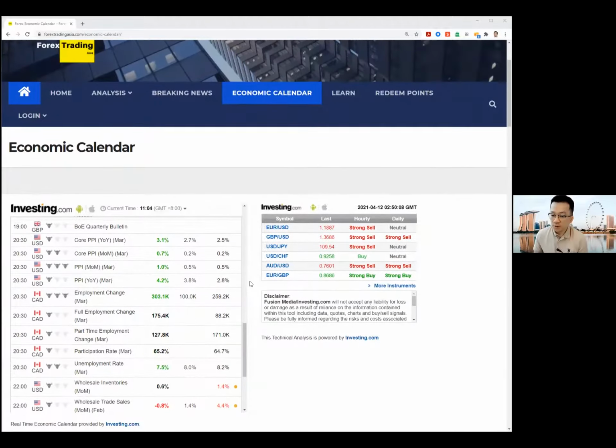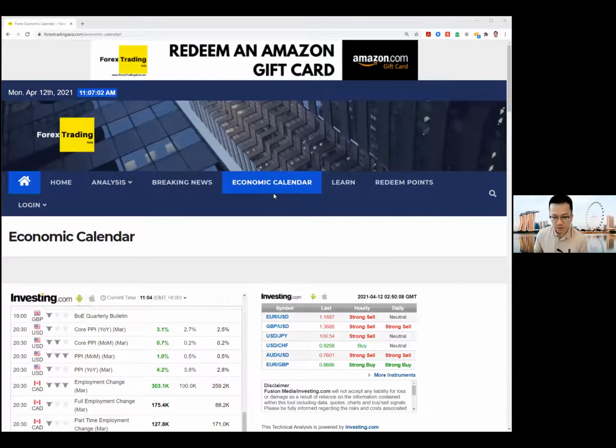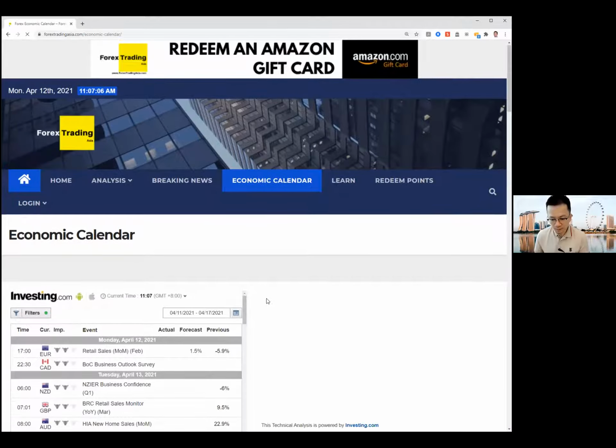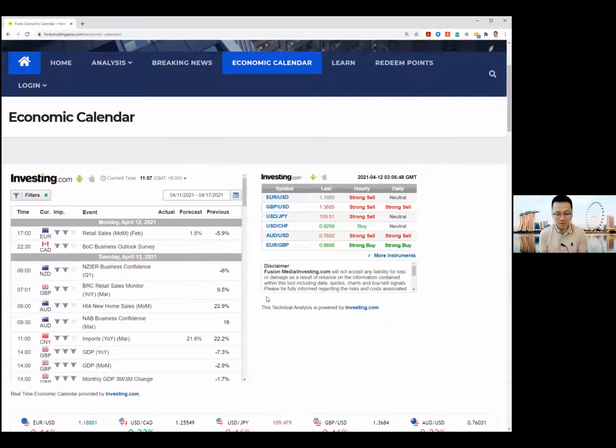All right, so currency in focus, back to the Aussie US dollar and the New Zealand US dollar, as we look into what could drive prices this week using forextradingasia.com here with the economic calendar. Clicking on that, you see what we have planned, what the market's got planned for this week.